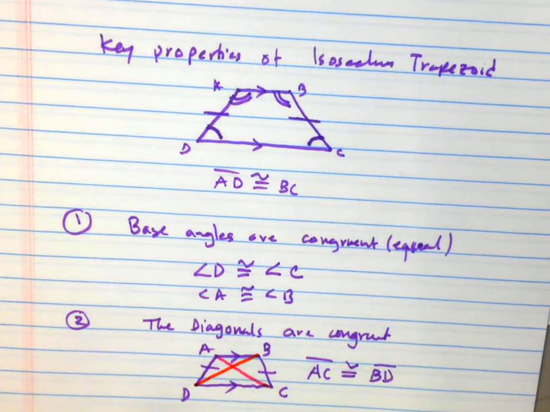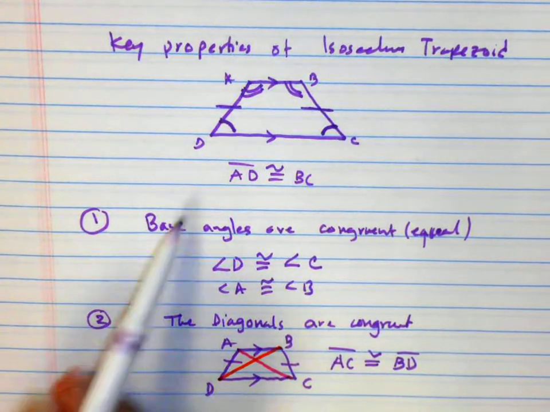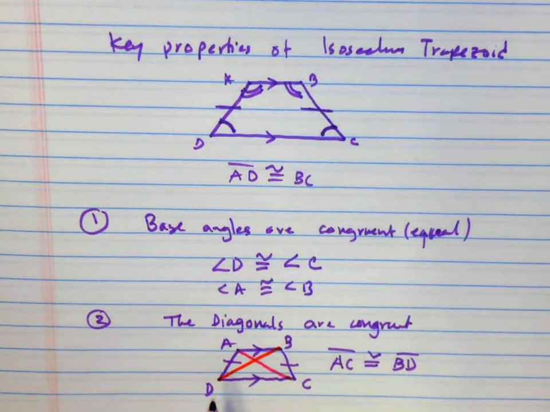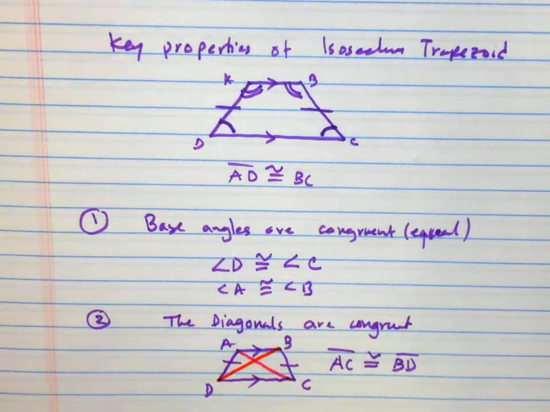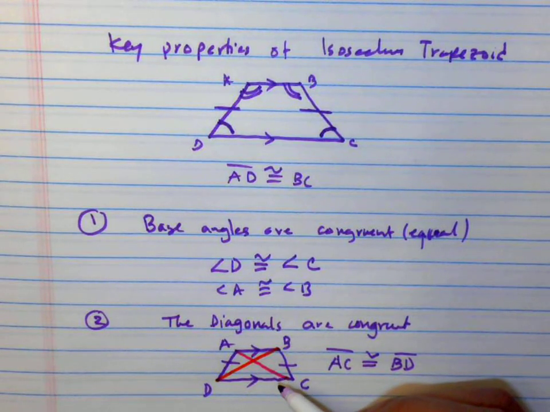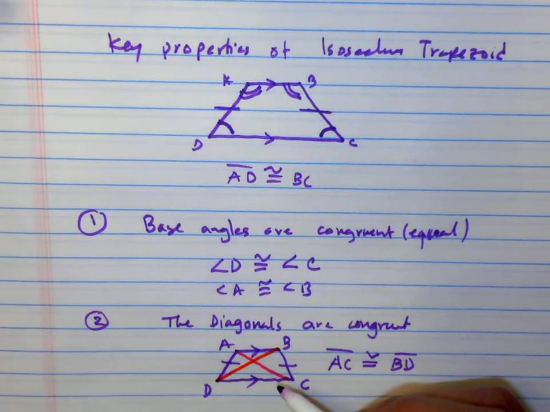Okay? So we know the base angles are congruent. We know the diagonals are also congruent. That's pretty much all we know and can use about a trapezoid, an isosceles trapezoid.